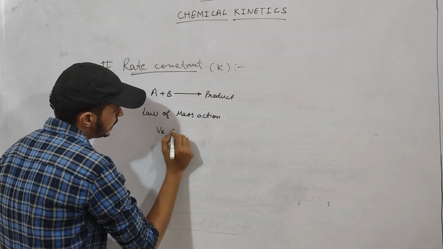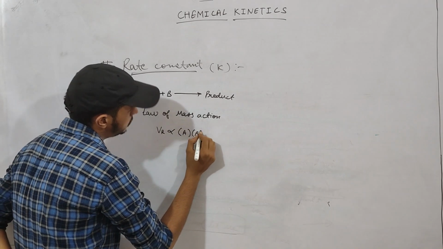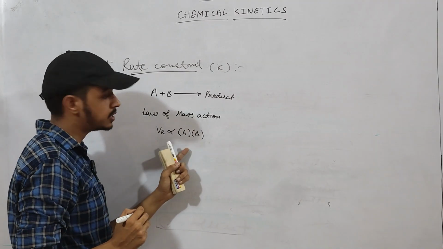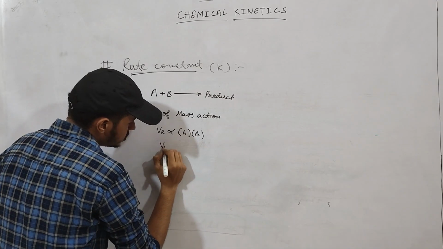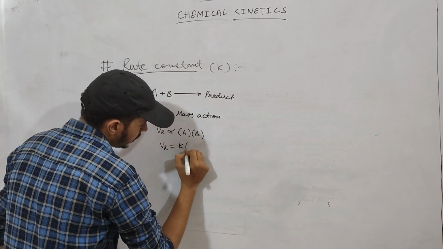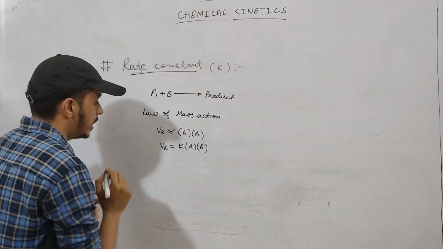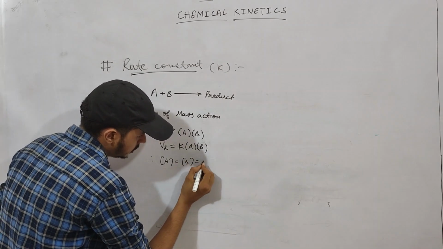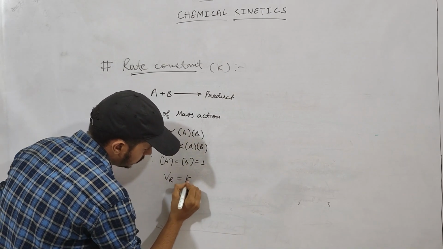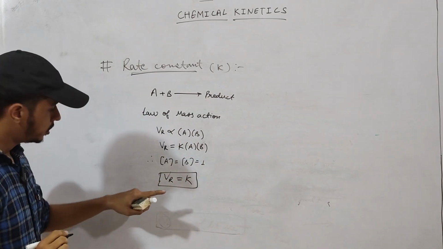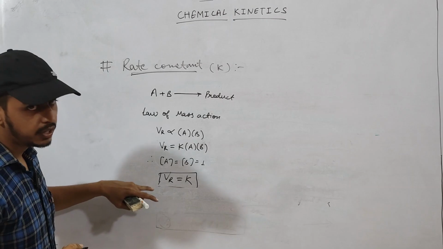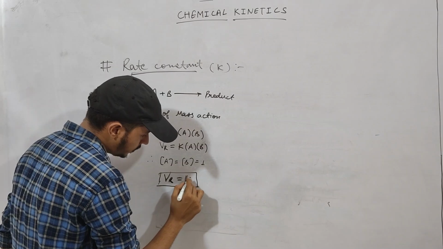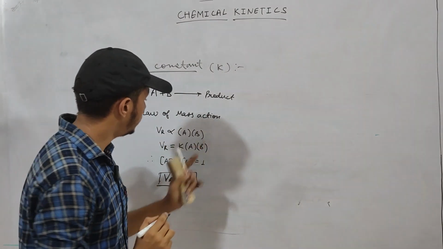So VR is directly proportional to the concentration of A and B. So by the definition, rate of reaction is always directly proportional to the concentration of A and B. If this proportionality sign is removed, the rate constant K will come here and the concentration of A and B will remain here. Let's say the concentration of A and B is taken to be 1. Now the rate of reaction is equal to K. So by this theorem, we can derive that rate of reaction is equal to rate constant always when the concentration of A and B is unity.